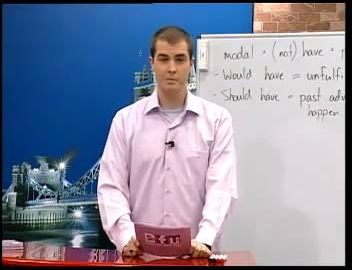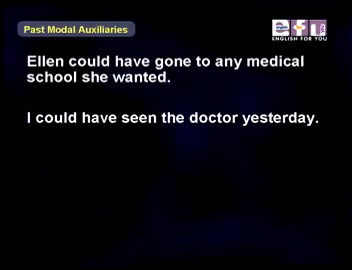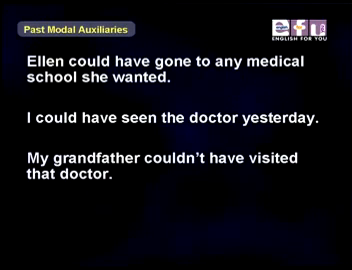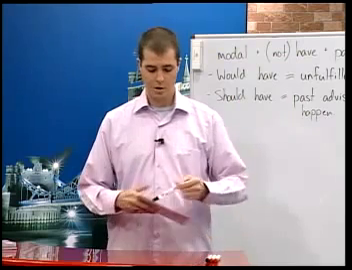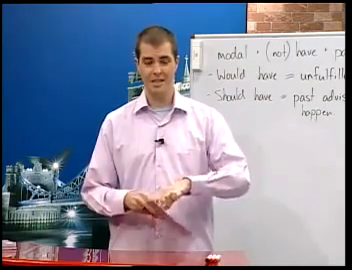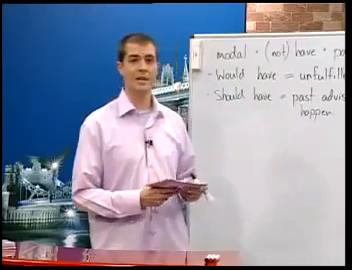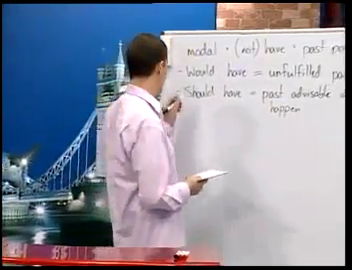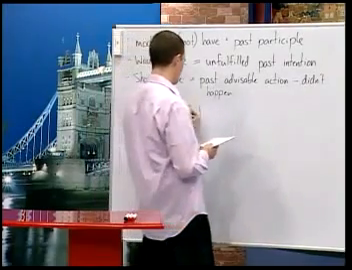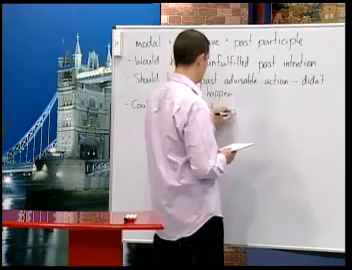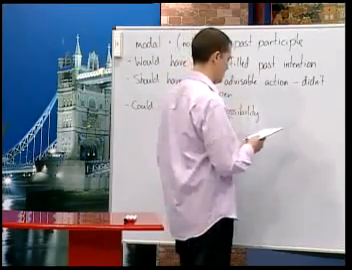Well, now let's look at another past modal auxiliary. Have a look at these sentences. Alan could have gone to any medical school she wanted. I could have seen the doctor yesterday. My grandfather couldn't have visited that doctor. Could I have waited another day for the operation? Okay, could have refers to past possibilities or choices. And in many cases, the speaker is uncertain if the action occurred. So we can have could have, and it is a past possibility or choice.